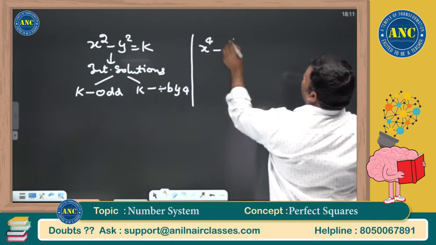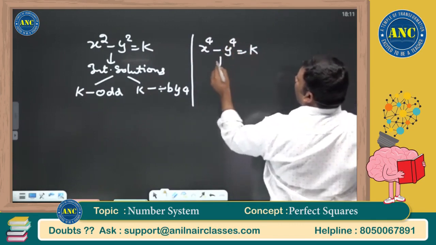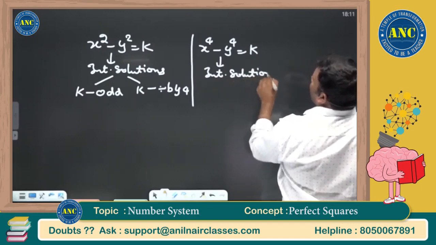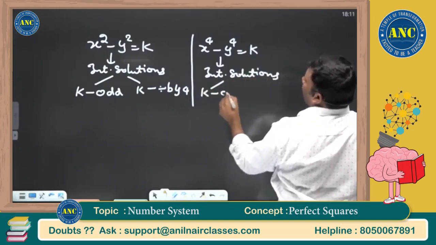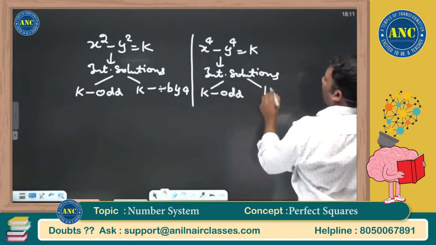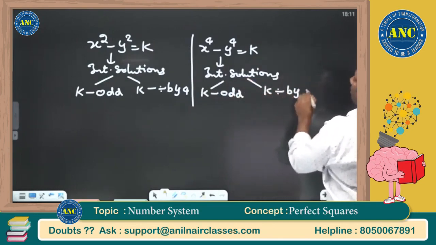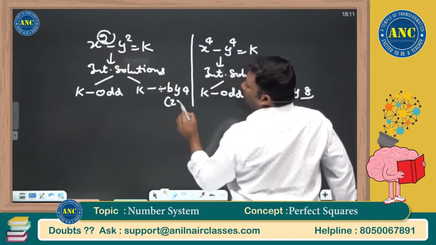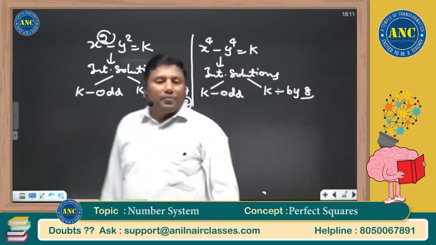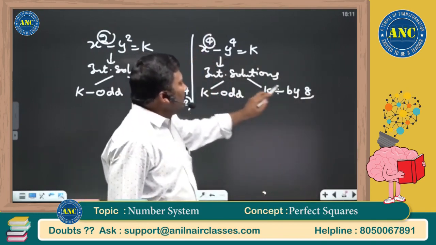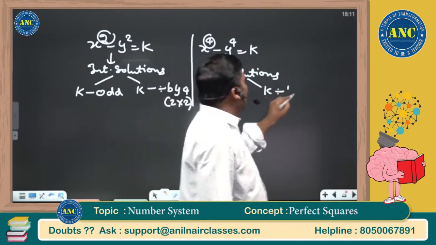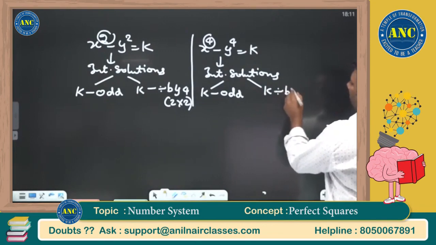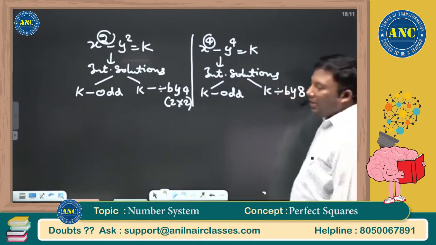Second step: x power 4 minus y power 4 equivalent to k. This equation has integral solutions when k is an odd number or k is divisible by 8. If it is 2 here, 4 is nothing but 2 into 2. Are you all with me? If it is 4 here, this is nothing but 2 into 4, it is nothing but 8.